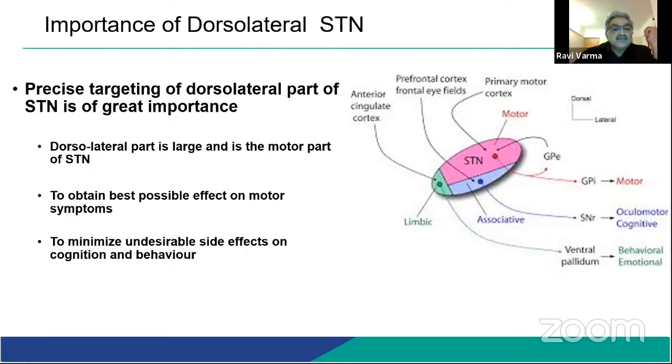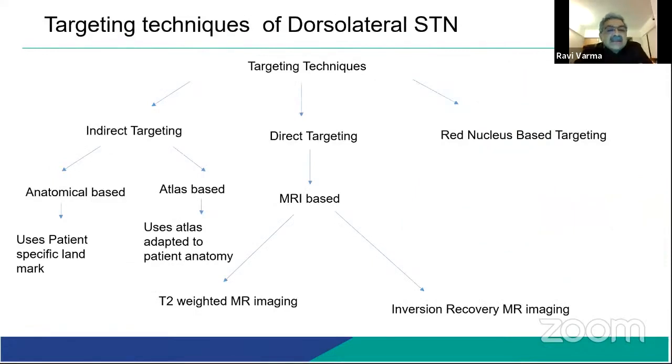So what are the targeting techniques? There are multiple targeting techniques, and I'll come to what we use, but let me talk about what they all are. One is indirect targeting, based either on anatomy, looking at the patient's MRI, or it can be atlas-based. Indirect means we're not directly looking at the nucleus, but we are calculating certain values of X, Y, and Z to pinpoint a particular area. Or it can be atlas-based, which means we adapt a particular atlas. I'll tell you how that is done.